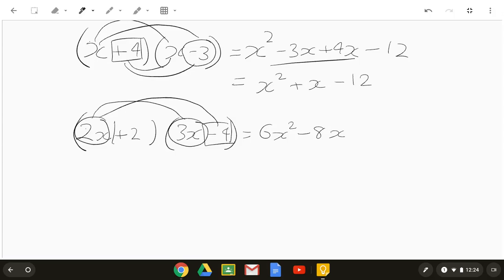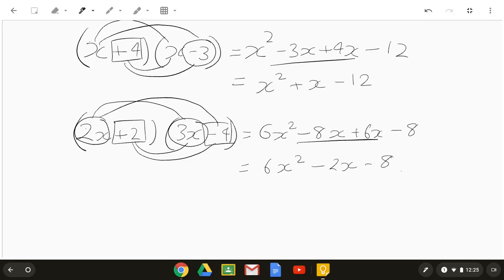Then we take our second term here, plus 2 times 3x. So a positive times a positive is a positive. 2 times 3x is 6x. And then we do 2 times minus 4. Positive times a negative is a negative. 2 times 4 is 8. Now we need to collect our like terms. 6x squared, minus 8x plus 6x is minus 2x, minus 8. And that's it, expanded. All right, well, good luck with that.